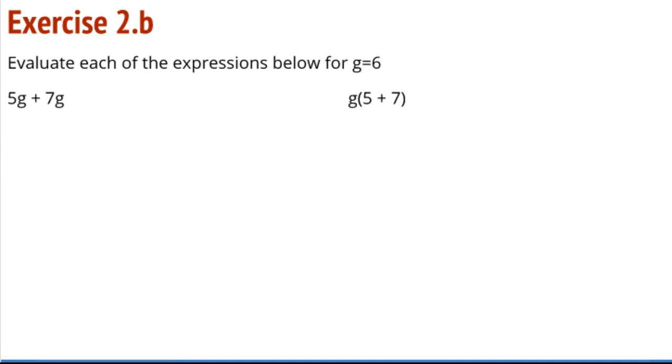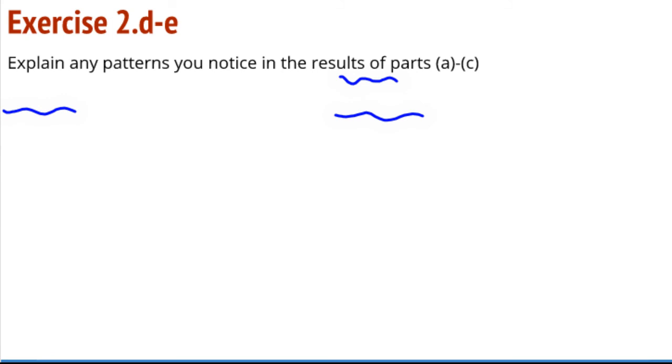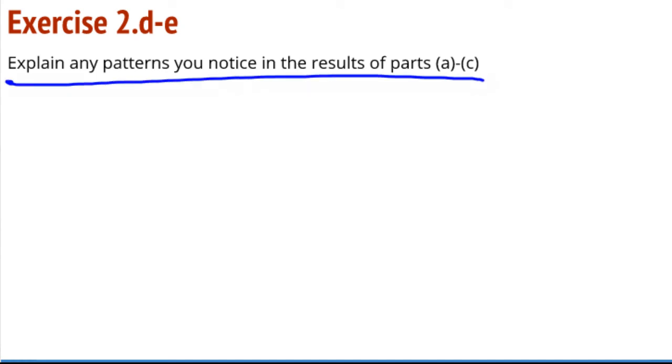So go ahead and try that out with exercise 2b. You are substituting in a 6 for g. Evaluate both expressions following the order of operations and see what you get. And repeat the process for 2c. And then take a moment and ask yourself, are there any patterns that you notice in parts A, B, and C?